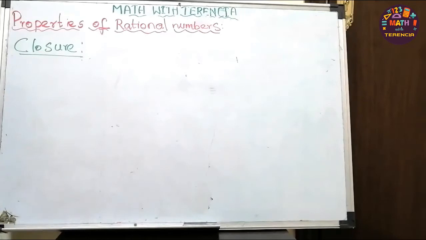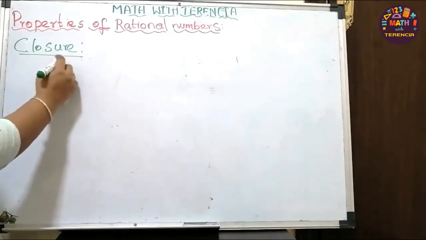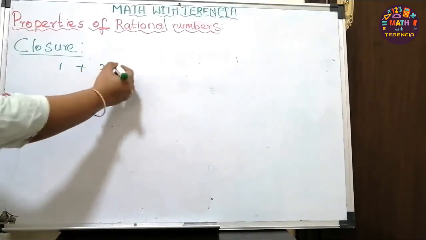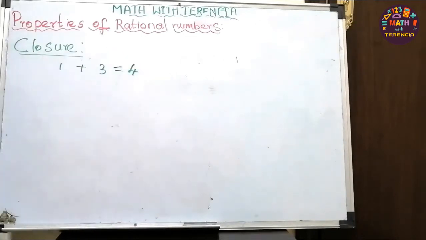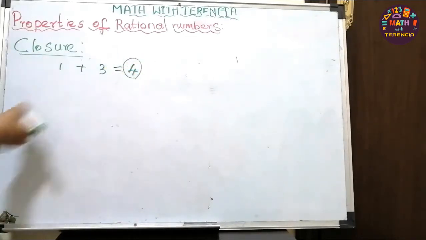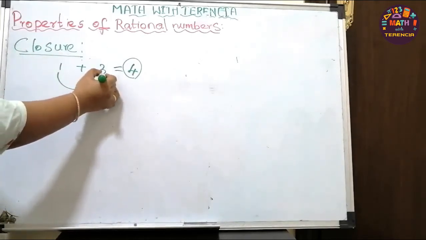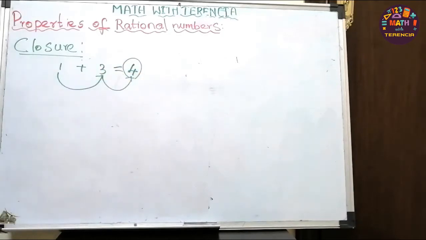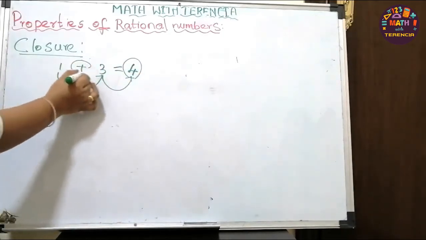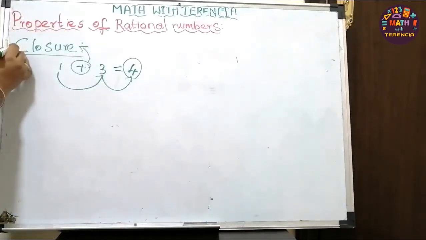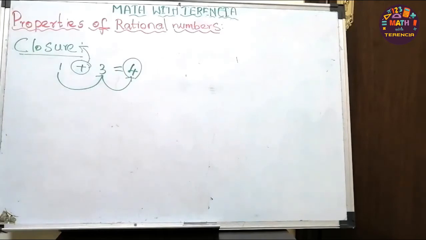I'll explain you in a simple example with natural numbers first. 1 is a natural number plus 3 is a natural number. The answer 4. 4 is also a natural number. When I add 2 natural numbers, the answer should also be a natural number. Then I can say addition is closed, or closure property is true for addition of natural numbers.